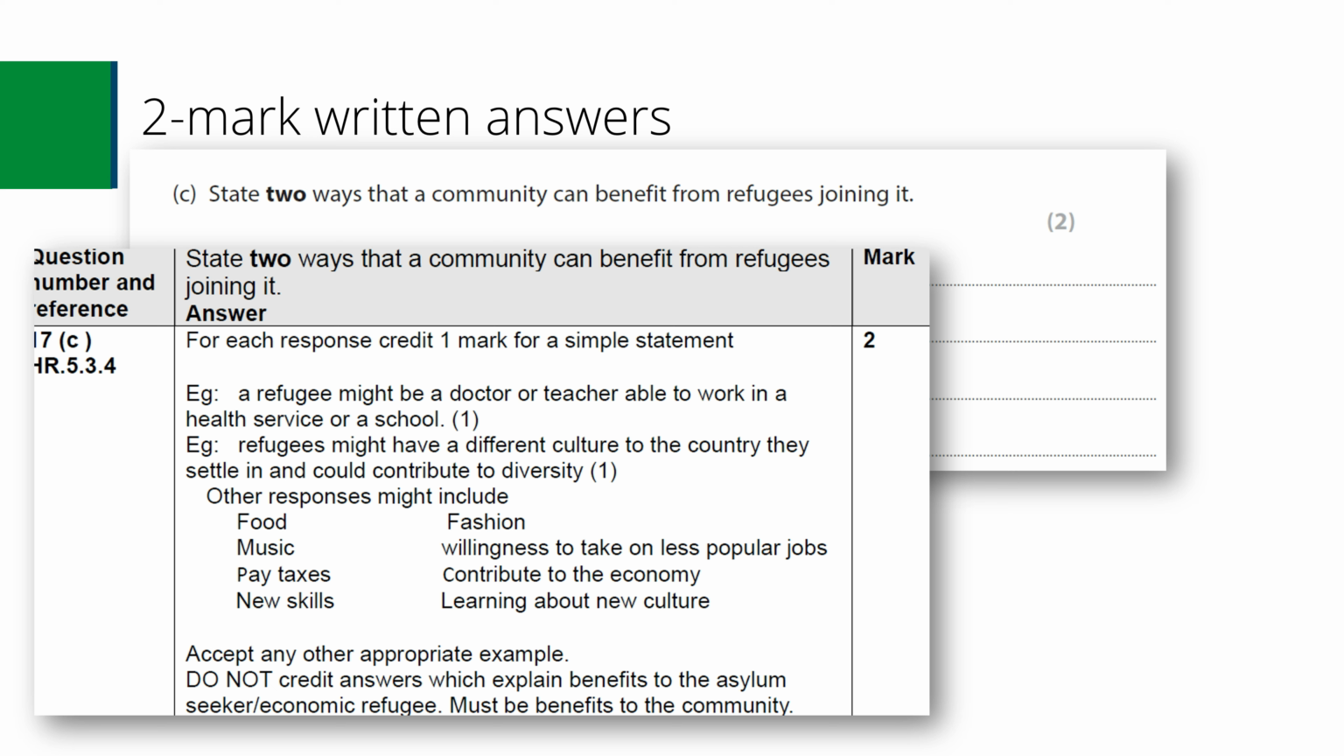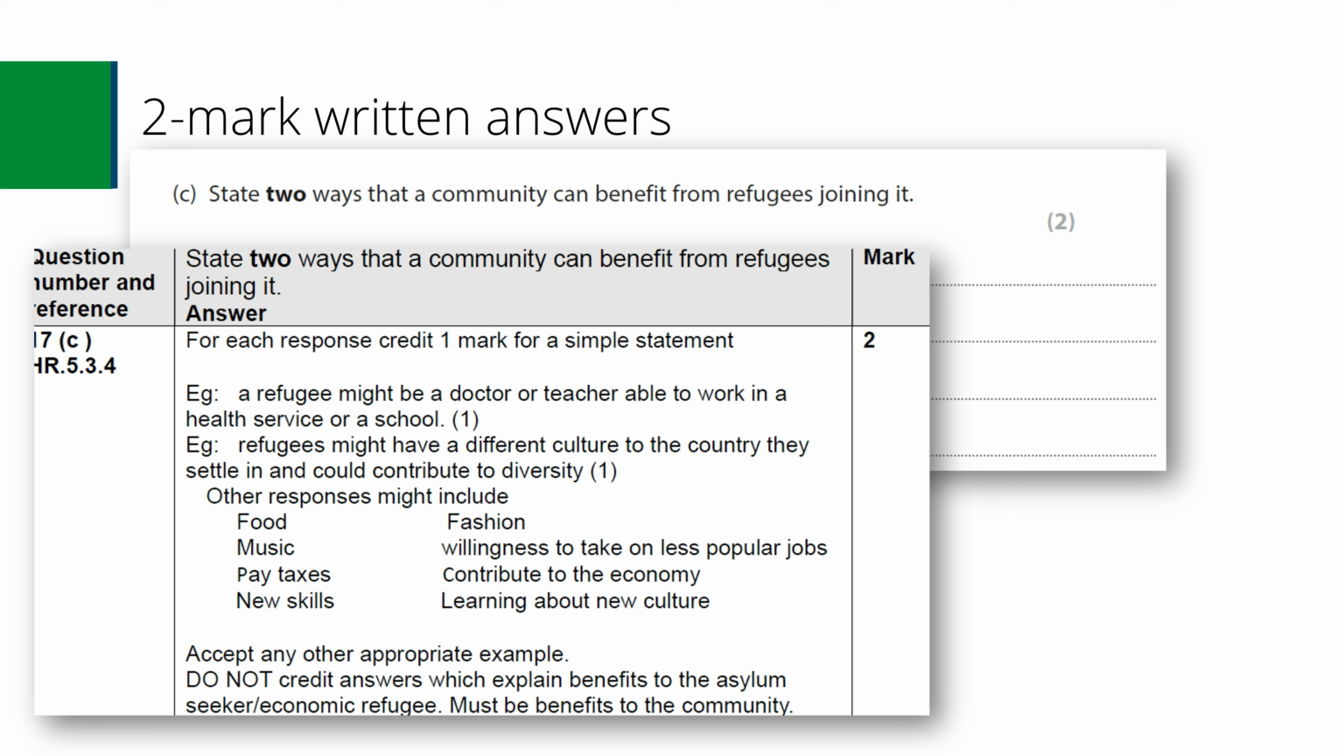This is the mark scheme that was used. The answers that are suggested are the kind of things it was hoped students might explore as part of their response. You can see examples there, such as the idea that a refugee could be a doctor or a teacher who can then make an important contribution to the community they've joined.